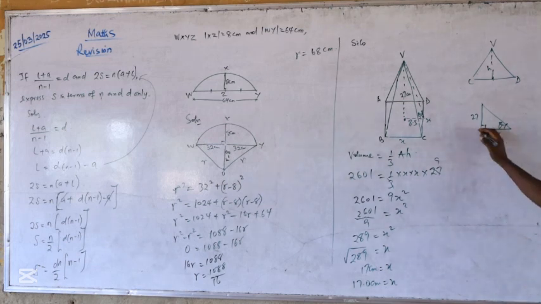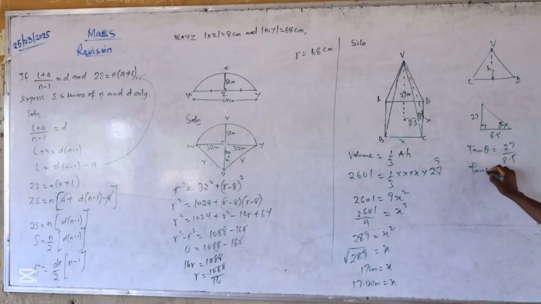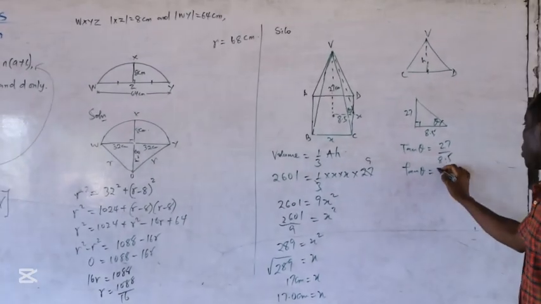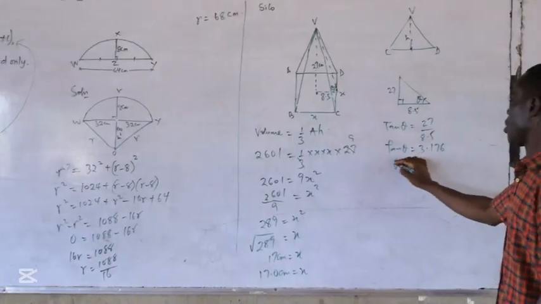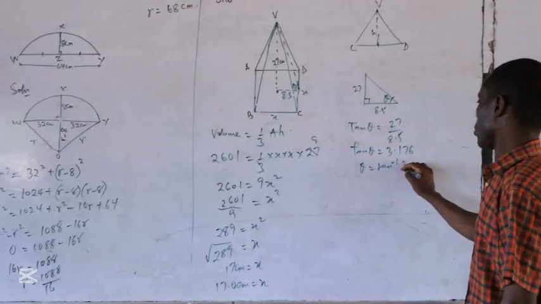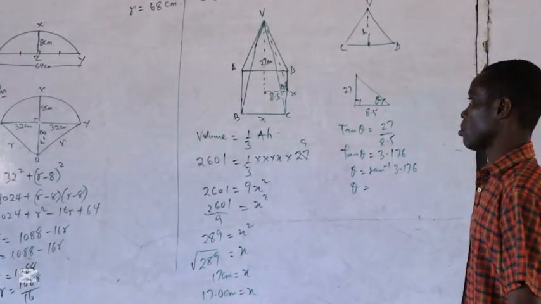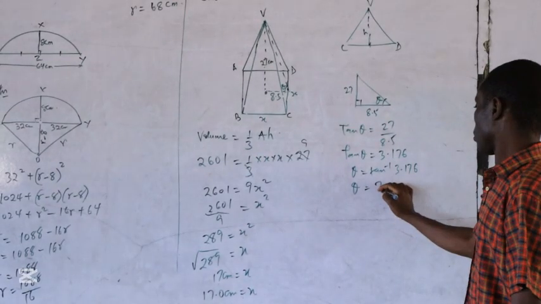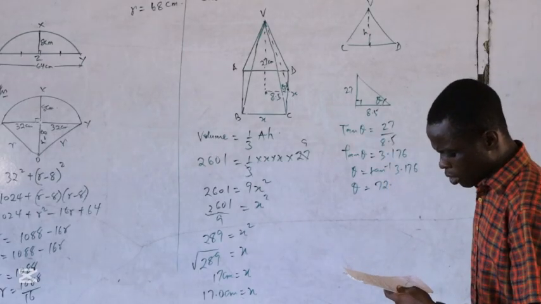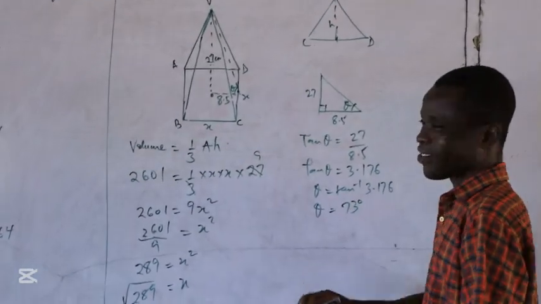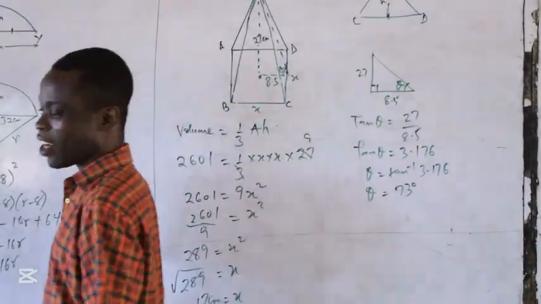Okay? Opposite over adjacent. Tan theta equals 27 all over 8.5. Tan theta, what is that? 27 all over 8.5 is 3.176. Theta equals arctan. We have degree of accuracy to the nearest degree. 73. That's how to do it. It's very simple too.